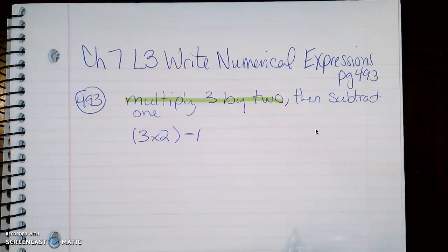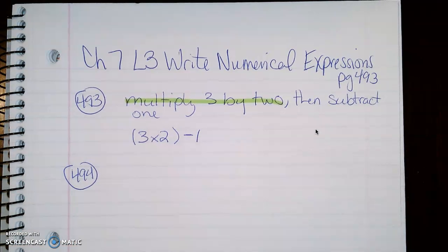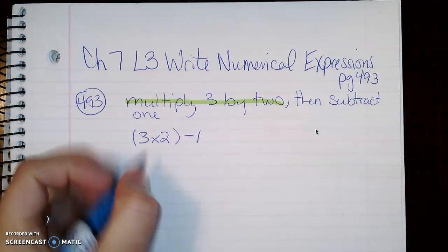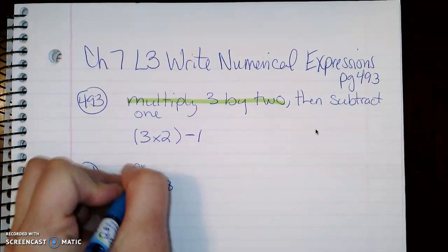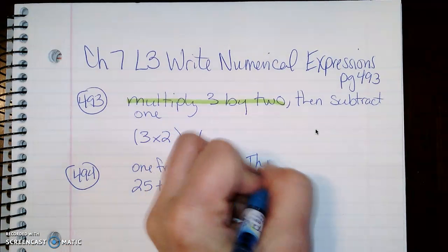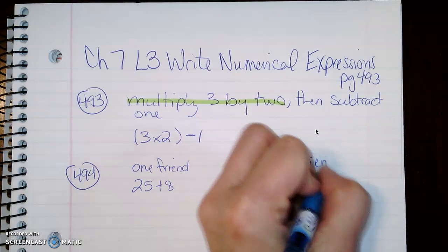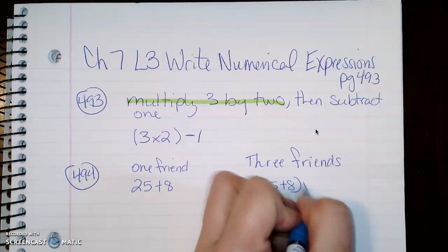On the next example on page 494, it says a ticket to a baseball game costs $25 and popcorn is $8. 3 friends bought tickets and a popcorn. The expression below gives the cost for 1 friend and for 3 friends. Compare the 2 expressions without evaluating them. So for 1 friend, we had $25 for the ticket plus $8 for the popcorn. This is for 1 friend. And for 3 friends, we write it as 25 plus 8, because that's how much they spent, times 3.